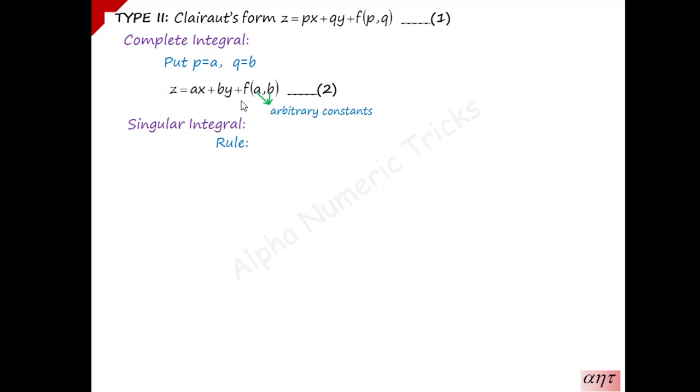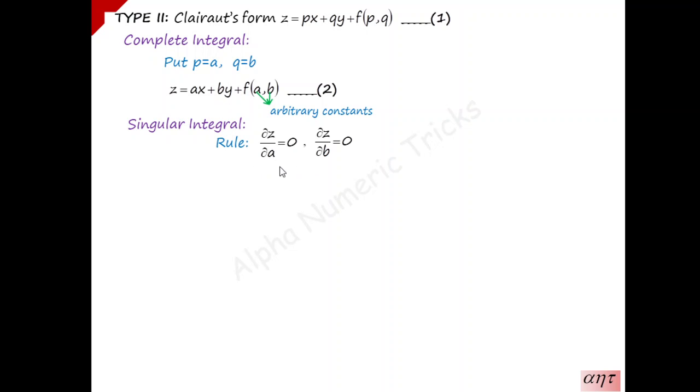So depending upon our substitution, the constants may vary. That's why we have to differentiate the given problem, or complete integral, with respect to the available arbitrary constants, using the rule ∂z/∂a = 0, and here also the same condition, ∂z/∂b = 0. That is, you have to use the rule depending upon the number of arbitrary constants.